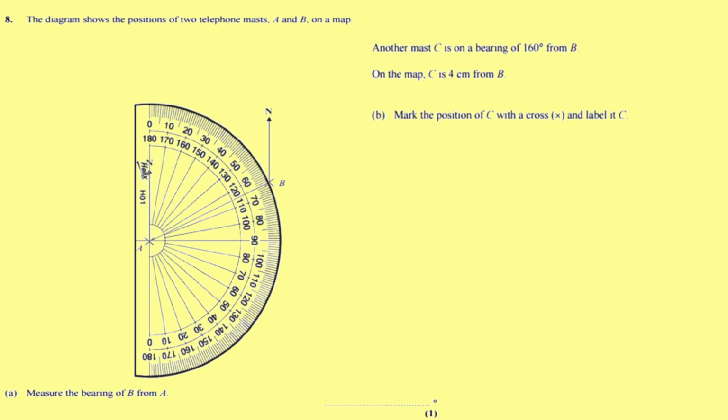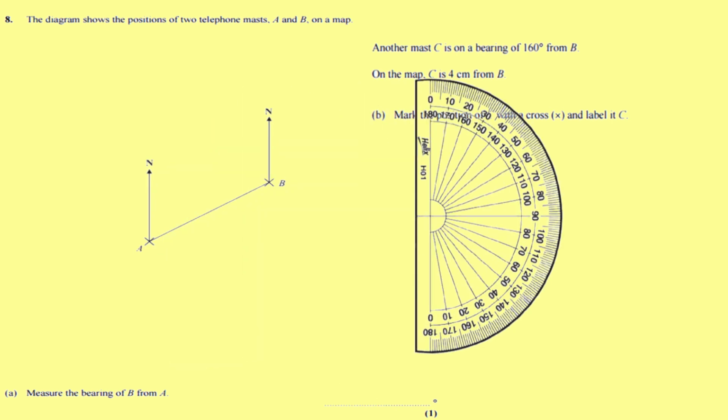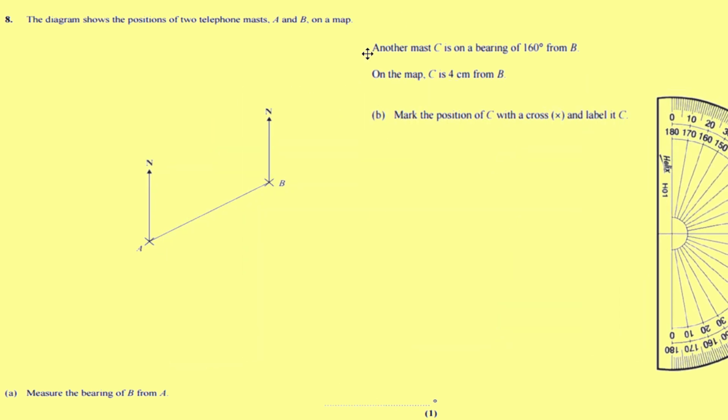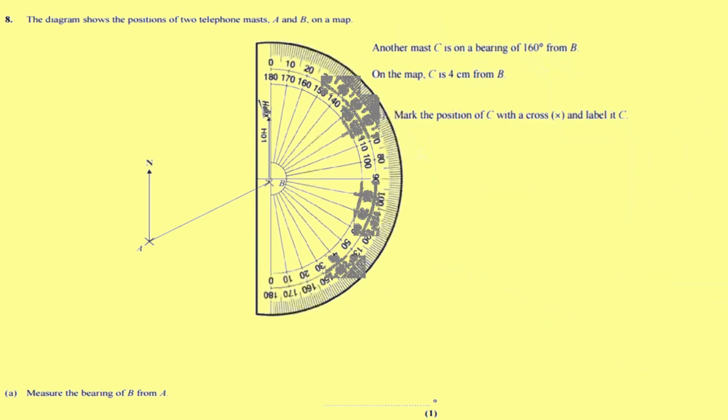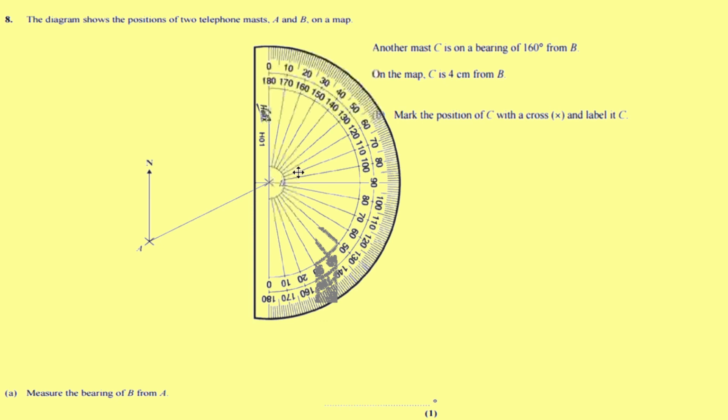The next part of bearings is when we actually use them to find somewhere else. So another mast, C, is on a bearing of 160 degrees from B. On the map, it's 4 centimeters from B. Mark the position of C with a cross and label it C. So we're doing 160 from B. That means we're putting our protractor on B, put the center on B. We're going to measure 160, so around the outside to 160 down here.